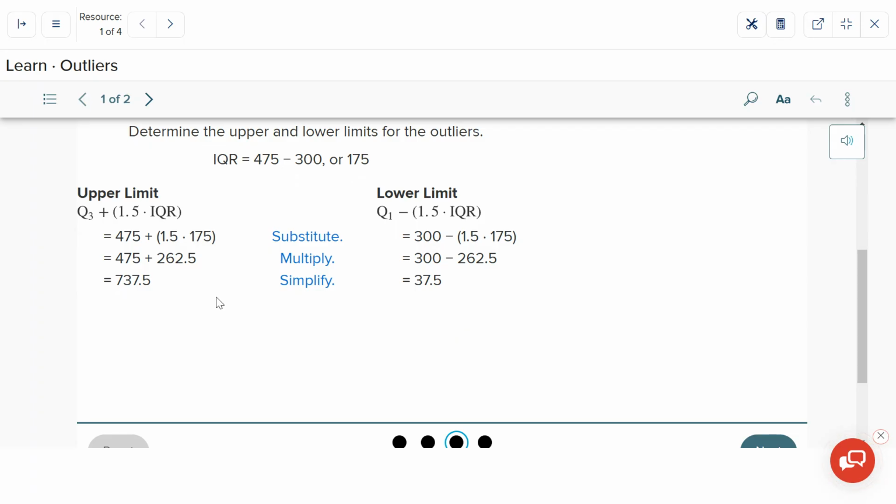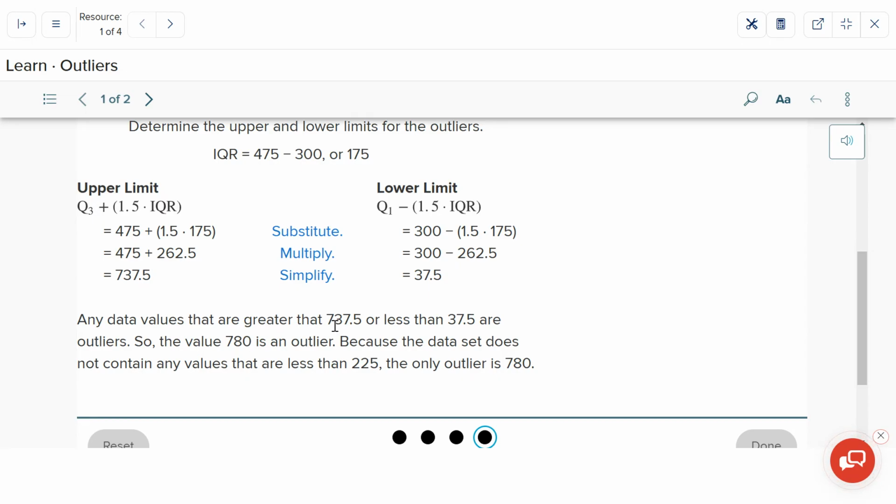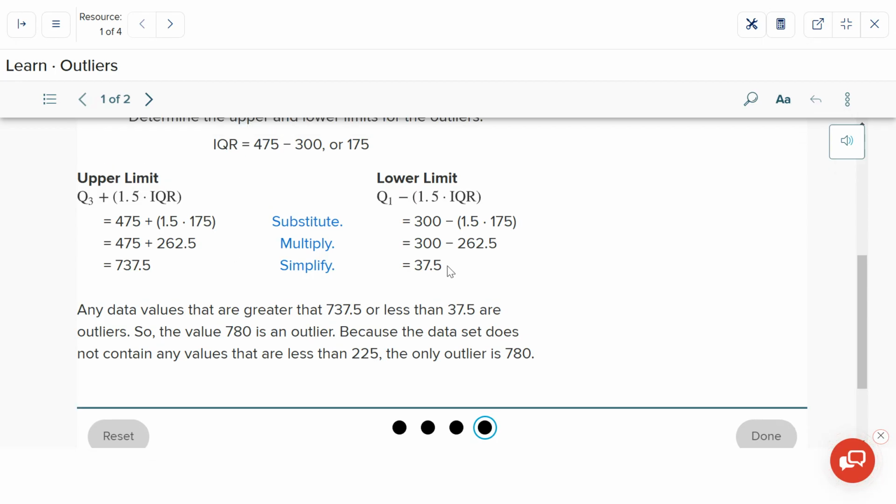So if the numbers in the data set on the upper side are higher than this, they're outliers. If they're lower than this on the left side, on the Q1 side, then they are outliers. So any data values that are greater than 737.5 or less than 37.5 are outliers. So the value 780 is considered an outlier. It's higher than 737.5. Because the data set does not contain any values that are less than 225, the only outlier is 780. Everything else is within these limits here.